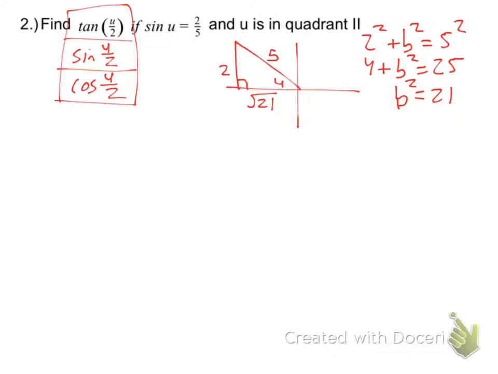Is that fully reduced? Square root of 21. Should I reduce that? What is 21 made up of? 3 and 7. Any partners? So it's good to go.